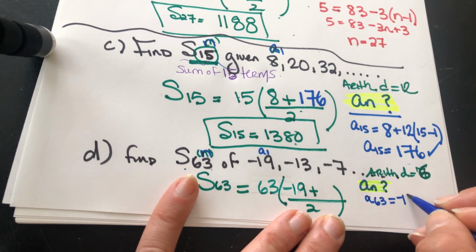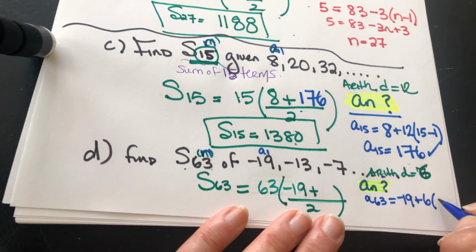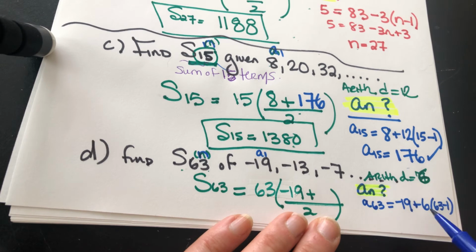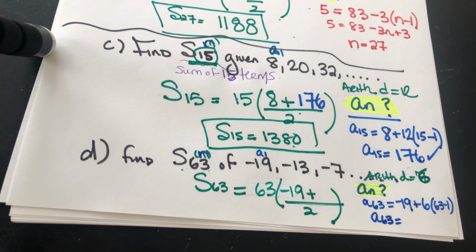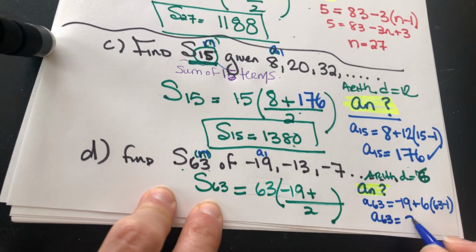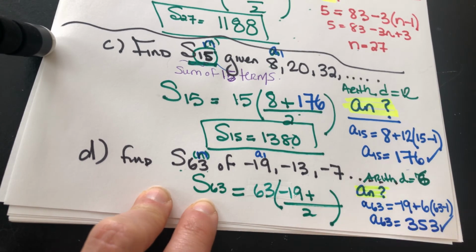First term was negative 19. The common difference is 6. And I want the 63rd term. Again, these formulas are super important. So what is the 63rd term when you substitute it in? I don't even have that, so let's take a look. We got negative 19 plus 6 times 62. Okay, so I get 353 is my last term because I just want 63 terms.